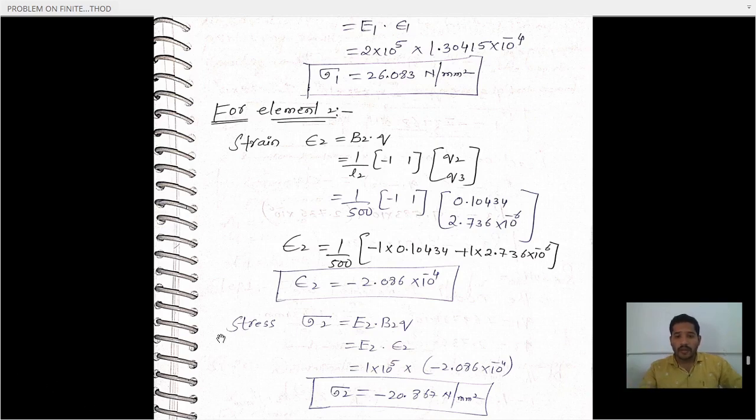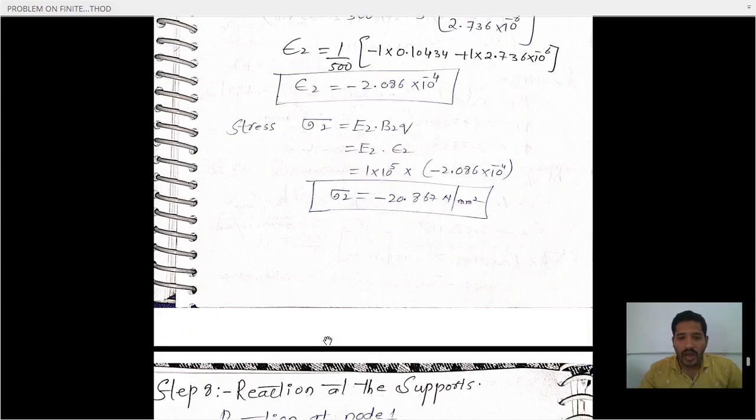Okay. After that, 1 by 500 as it is, just multiply this row into this column: minus 1 into 0.10434 plus 1 into 2.736 into 10 power minus 6. If you divide with the help of the calculator, then you will get the strain as minus 2.086 into 10 power of minus 4. After getting the value of strain of the second element, the copper, again we need to find out the stress for the copper.